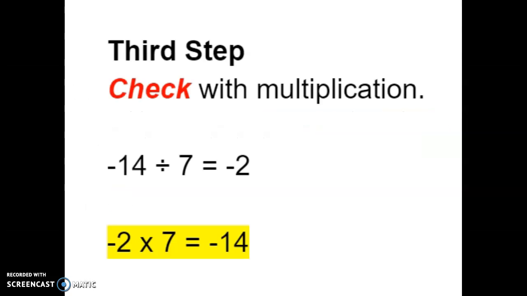My third step and my most important step is to check with multiplication. It has that backward thinking that we had in step 2 that confirms whether our answer is correct. Negative 2 times 7 equals negative 14. We thought about it backwards, making this a product, and having that be our answer. That confirms that our answer is correct.